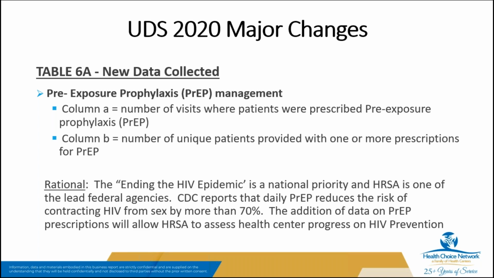So in Table 6A, there's going to be a new data point for the number of visits where patients were prescribed pre-exposure prophylaxis, and then in column B, we'll look for the unduplicated patients that did receive prescriptions for PrEP. So this is the first major change. Next slide, please.